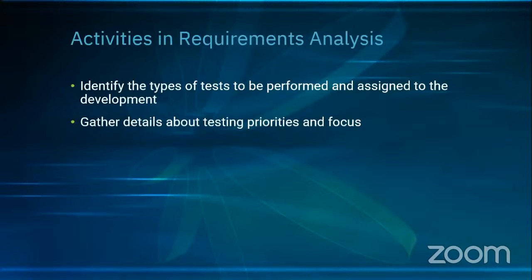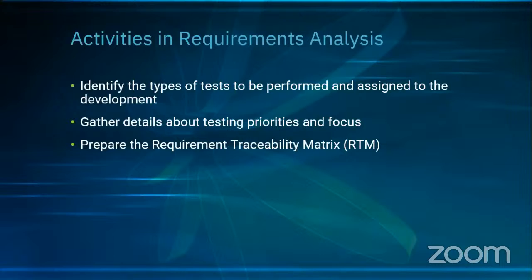The next thing is you will gather details about the testing priorities and focus. Don't forget, we had several questions in the last class about how priorities are set. So this is one of the activities in your requirement analysis, because you as a tester also have a part in analyzing the requirements. Then prepare the requirement traceability matrix.